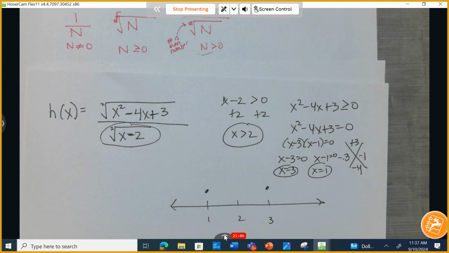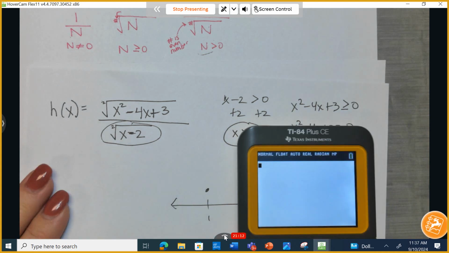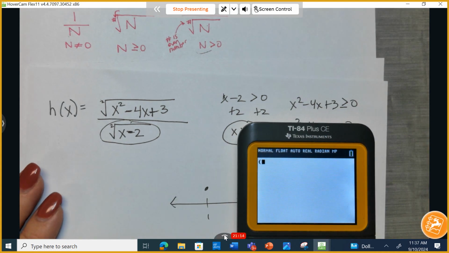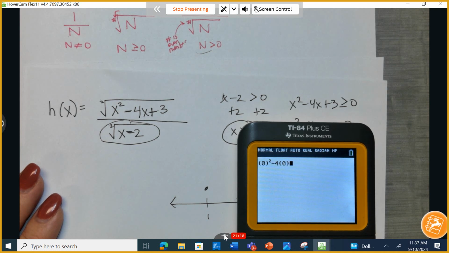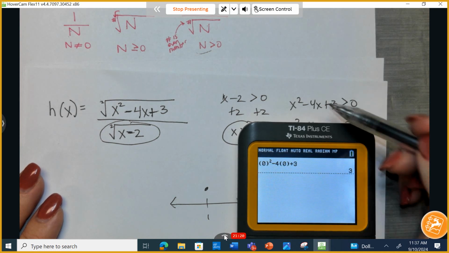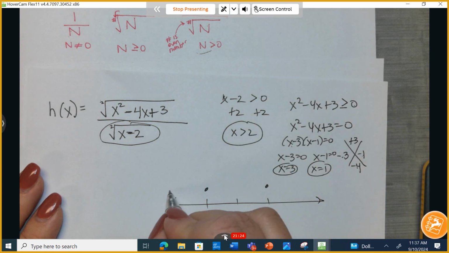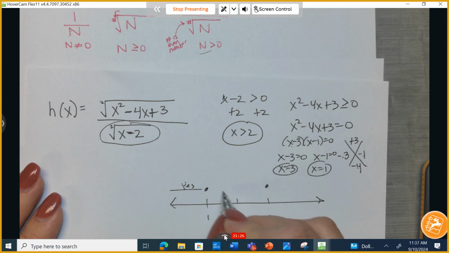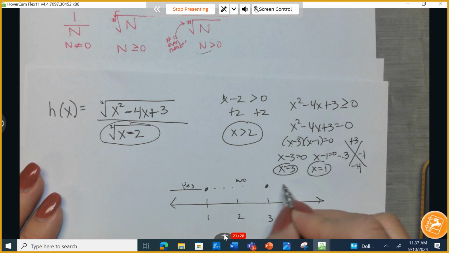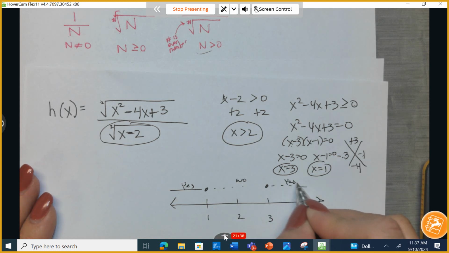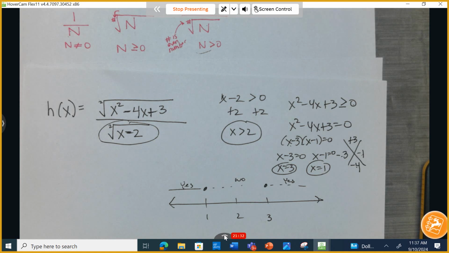So I'm going to choose a number like 0. Let's try 0 first to see how this works. If I come up here and plug in 0, I'd have 0 squared minus 4 times 0 plus 3, and I get an answer of 3. Is 3 greater than or equal to 0? 3 is greater than or equal. So I believe that right now this is a yes, this is a no, and this is a yes. Thumbs up or thumbs down if that's making sense.